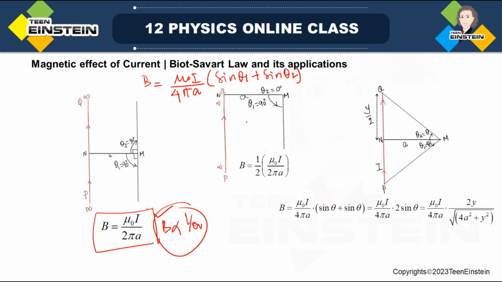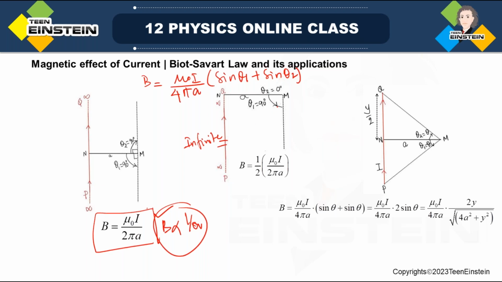We'll see later. In this case also the wire is infinite, so this is an infinite wire, but the point of observation is at one end of the wire.